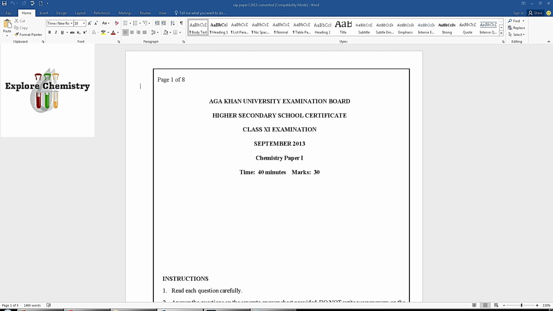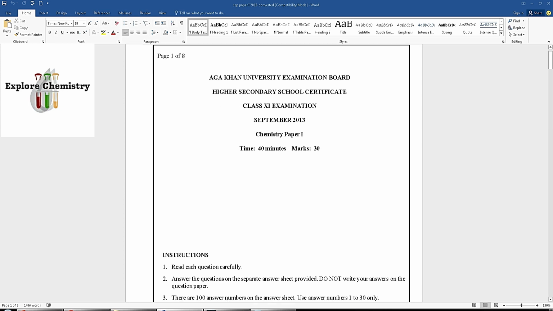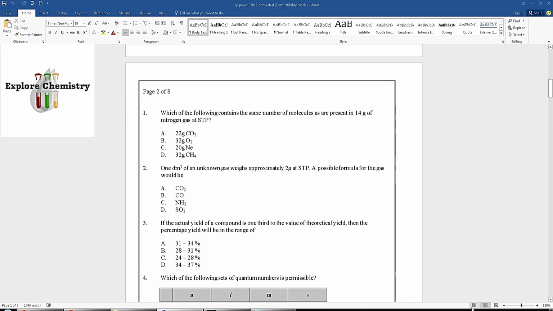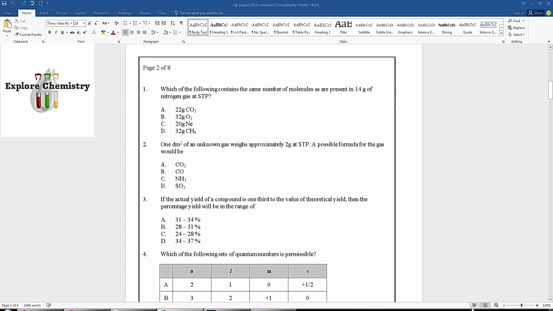Today we are going to solve September exam past papers and the year is 2013. This is MCQ paper, so let's start. Question number 1 is, which of the following contains the same number of molecules as are present in 14 gram of nitrogen gas at STP?